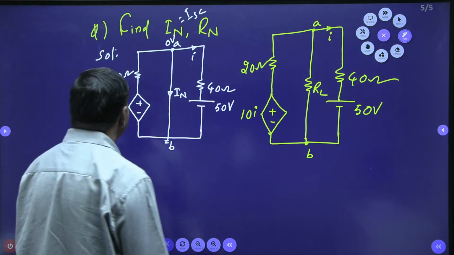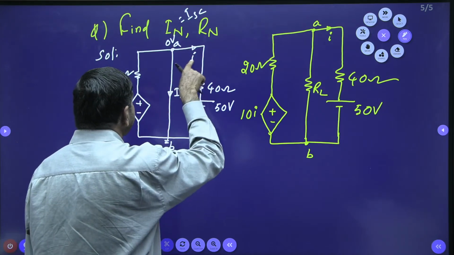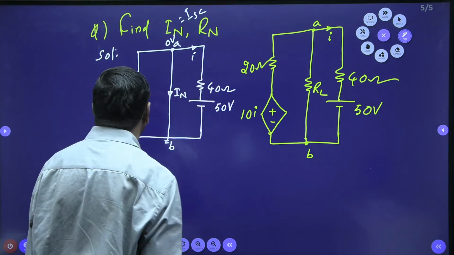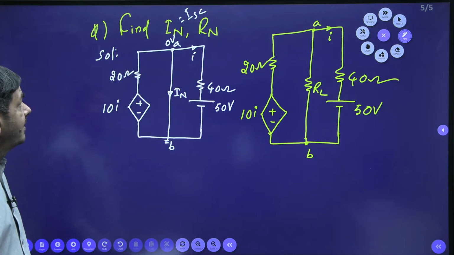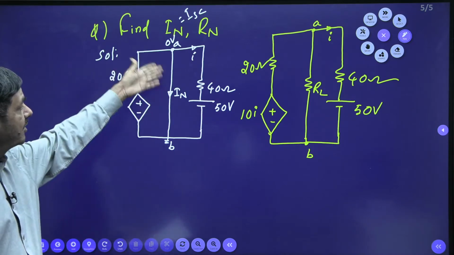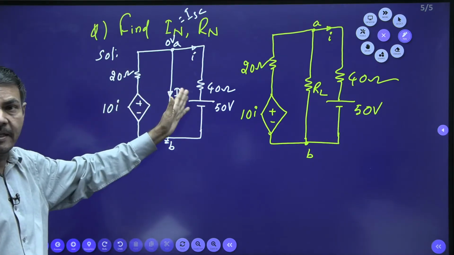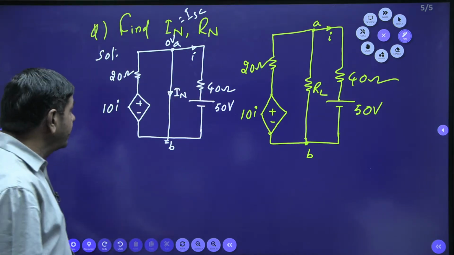By using the nodal analysis, I can determine this current I. This current I want to find now. Once you get the I value, then you can determine IN also. You can find IN using the nodal analysis. I is also not required, IN is required. How can you determine that IN?